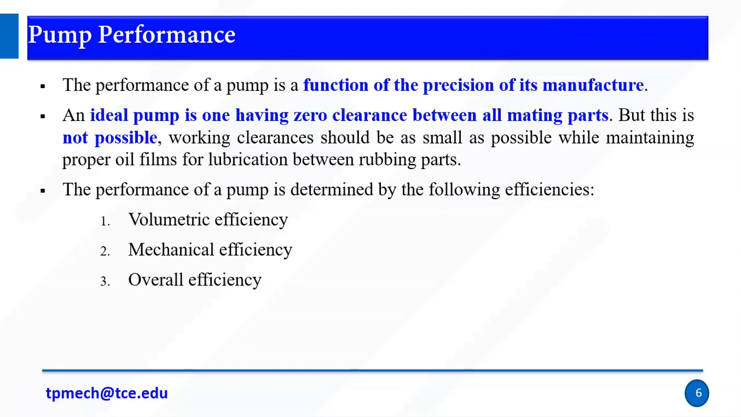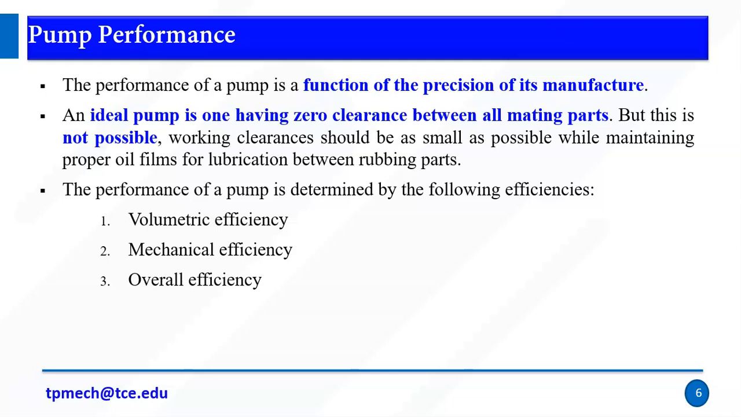So the performance of a pump is a function of the precision of its manufacture, right? Generally, the performance is determined by the mating parts, which should be made in the most precise manner, right? An ideal pump is one having zero clearance between all mating parts, right? So if you want 100% efficiency, then the clearance between the mating parts would be 0. Practically it is not possible, right?